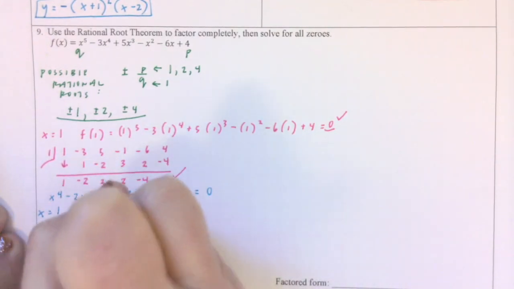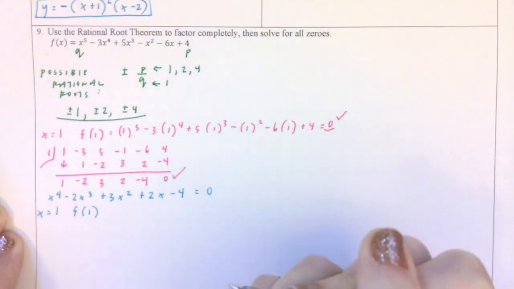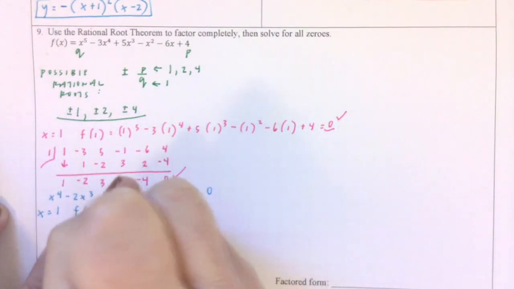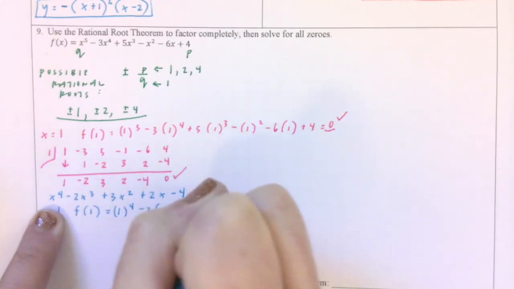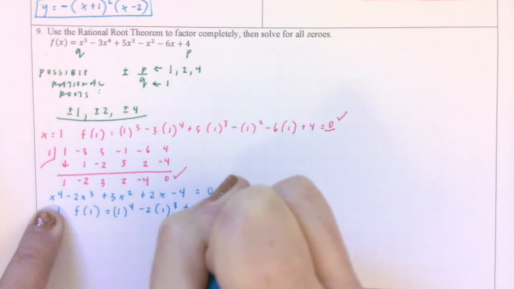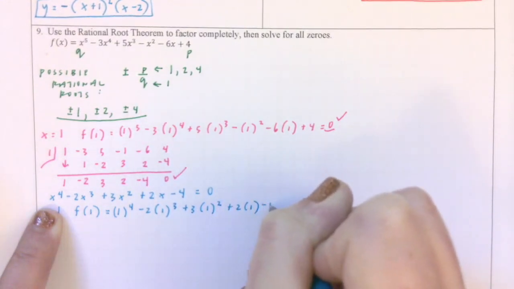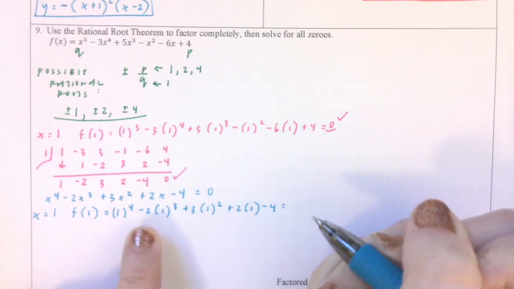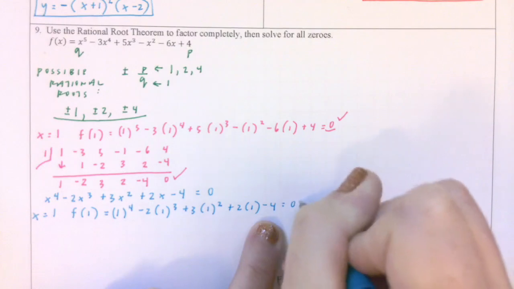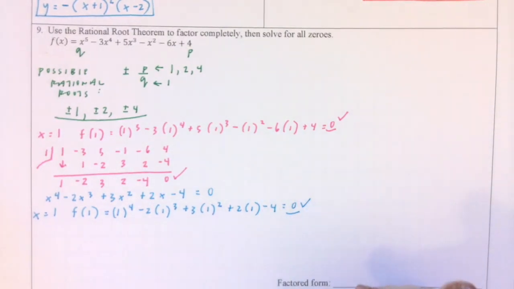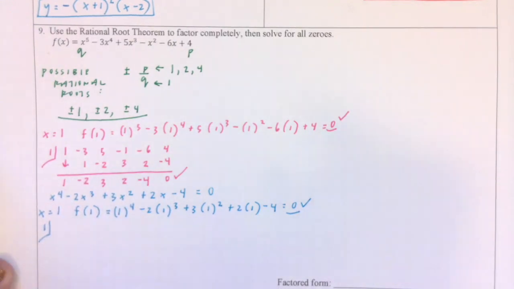So if I plug in f of 1, I'm just looking at this new function. Whatever I want to name it is fine. So I'll say f of 1 again, but I'm looking here. So 1 to the 4th minus 2 times 1 cubed plus 3 times 1 squared plus 2 times 1 minus 4. 1 minus 2 plus 3 plus 2 minus 4. Ooh, looky there, gets me 0 again. Perfect. Let's divide out that second solution of 1.